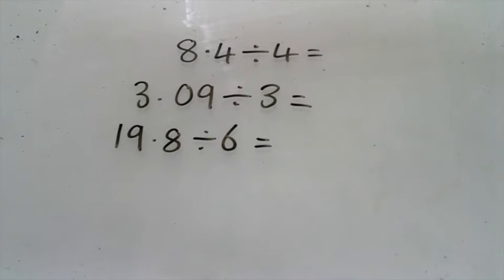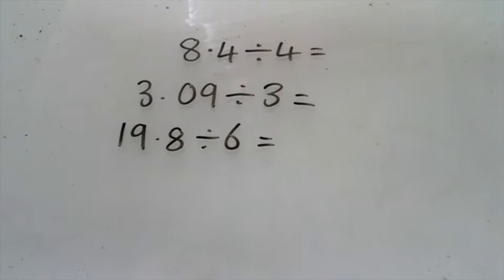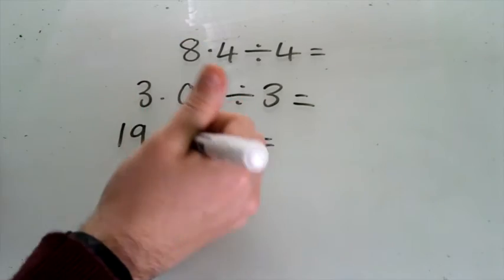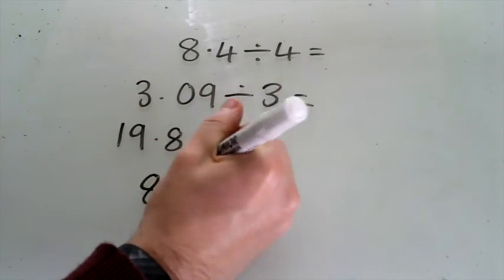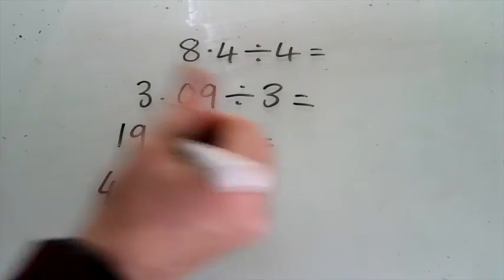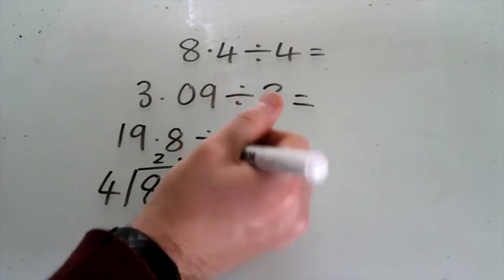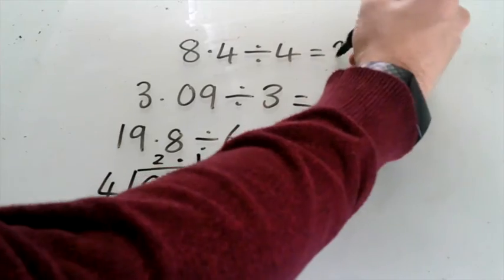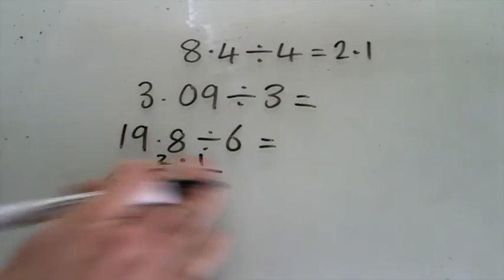Okay, so there are your questions to have a go at. 8.4 divided by 4, 3.09 divided by 3, and 19.8 divided by 6. So let's have a look at the first one then. We've got 8.4 divided by 4. How many 4's go into 8? 2. How many 4's go into 4? 1. So your answer is 2.1.